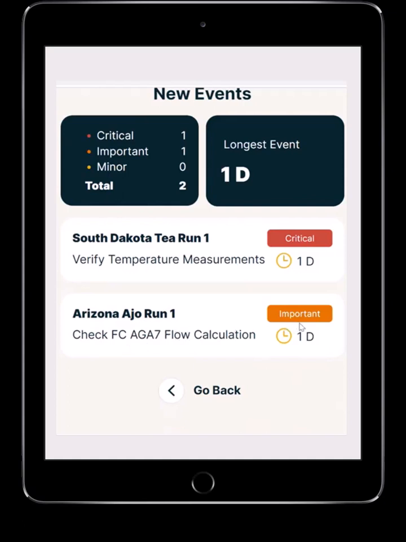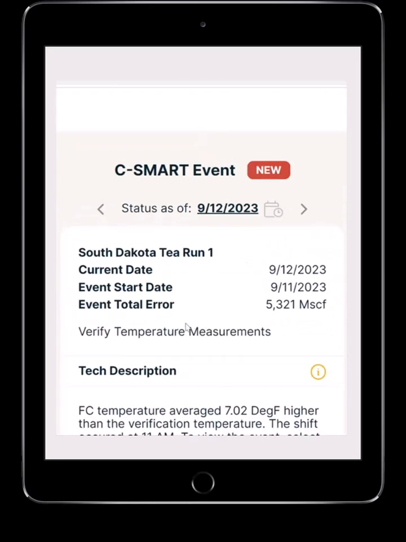It's important, so it's orange, and it's been going on for 1 day because it's a new event. But also we got a verified temperature measurement, which has also been going on 1 day because it's a new event, and it's critical, so it's red. Let's take a look at this temperature measurement problem. Clicking anywhere in that tile will take you here, but let's look here.